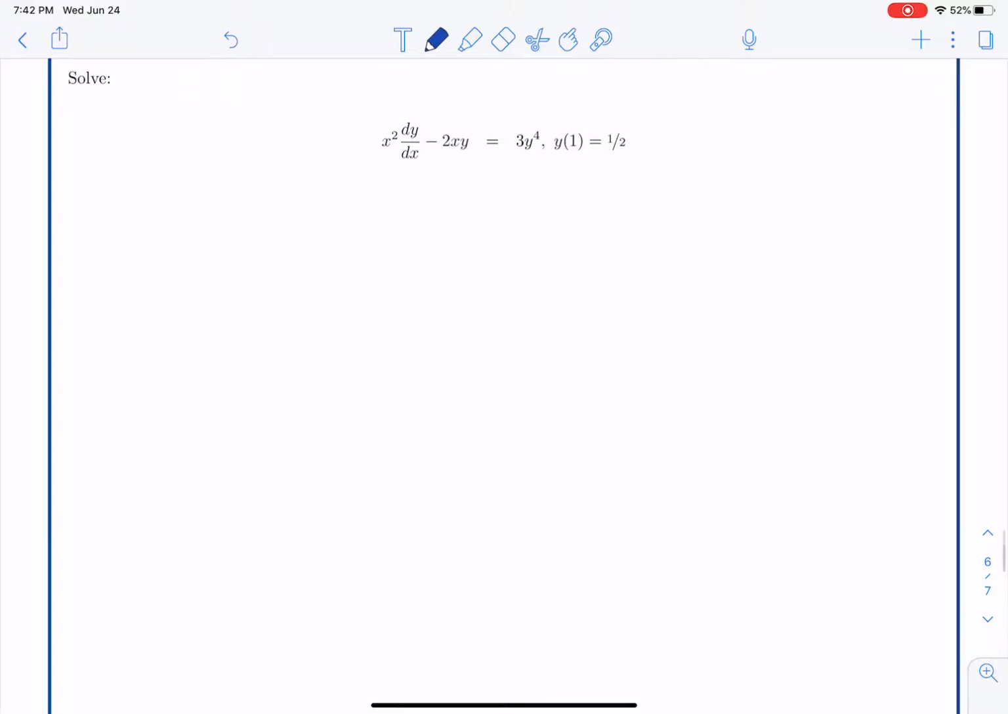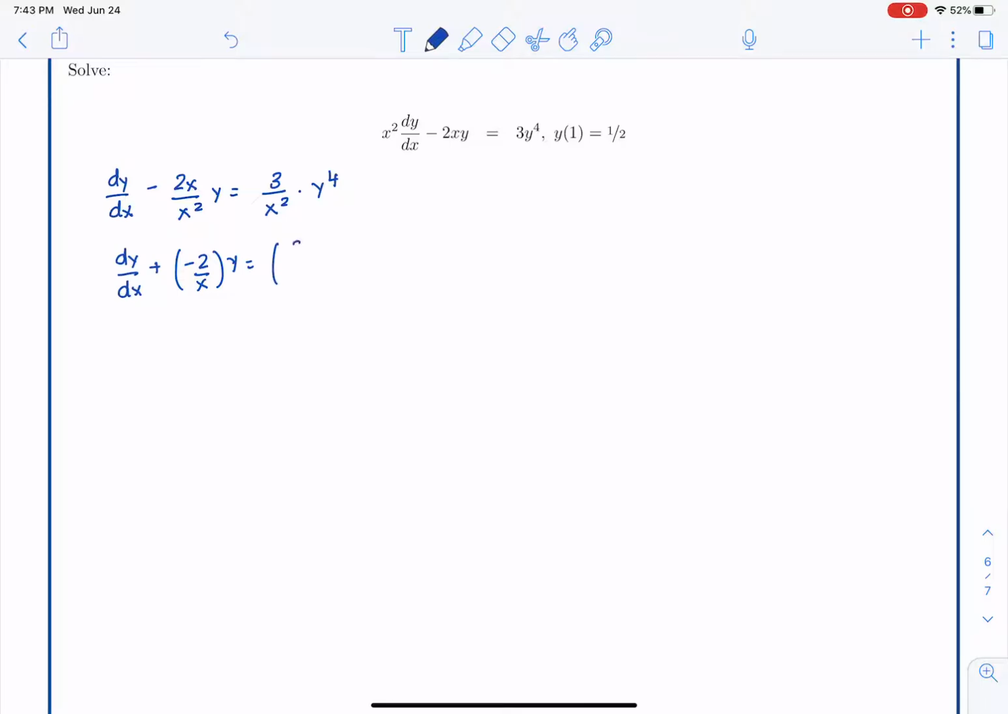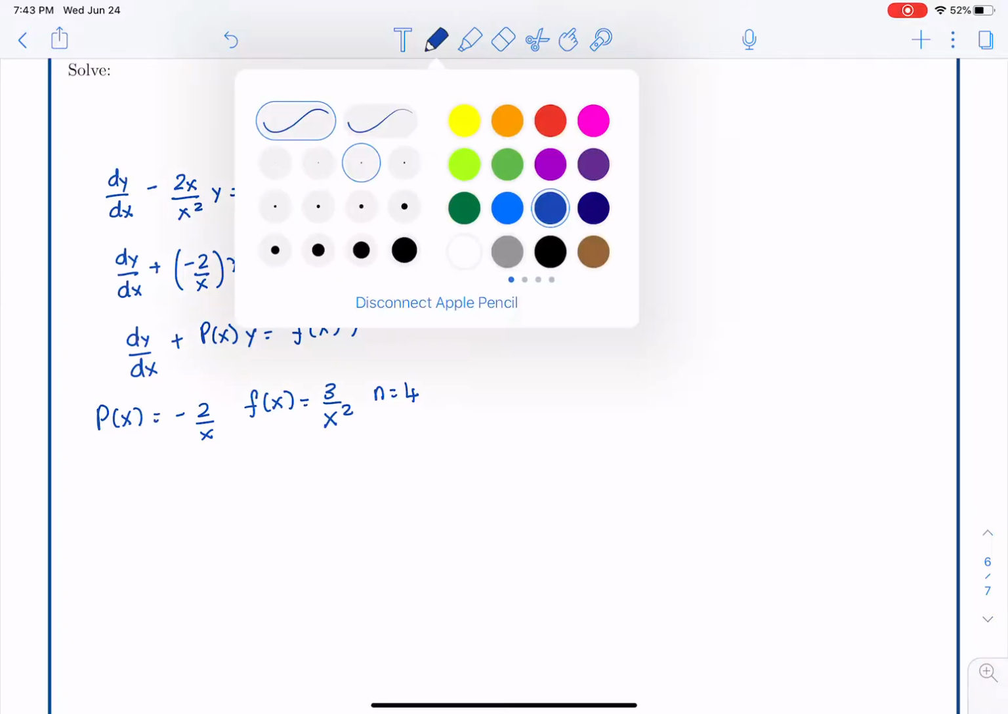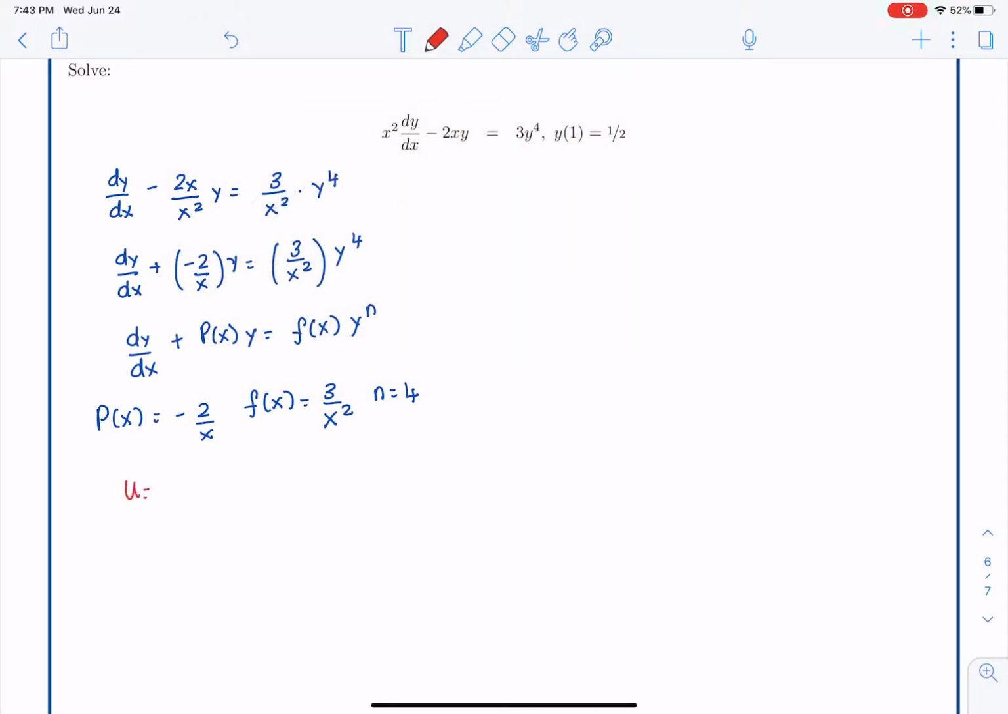initial value problem. So I'm going to divide the equation by x squared on both sides. So I'd have dy over dx minus 2x over x squared times y equals 3 over x squared times y raised 4, dy over dx plus negative 2 over x times y equals 3 over x squared times y raised 4. That looks like a Bernoulli equation. We have p of x equals negative 2 over x, f of x is 3 over x squared, and n is 4. So our substitution should be u equals y raised 1 minus n.